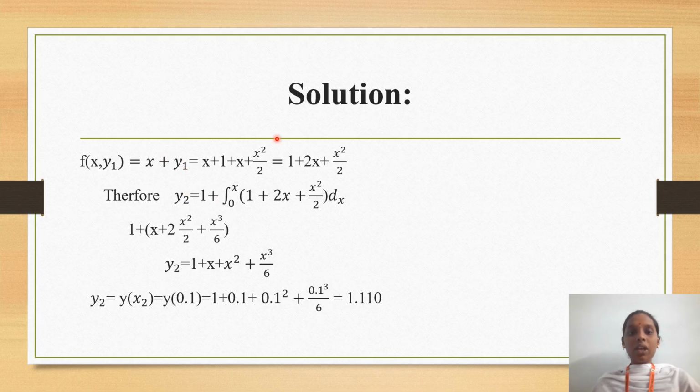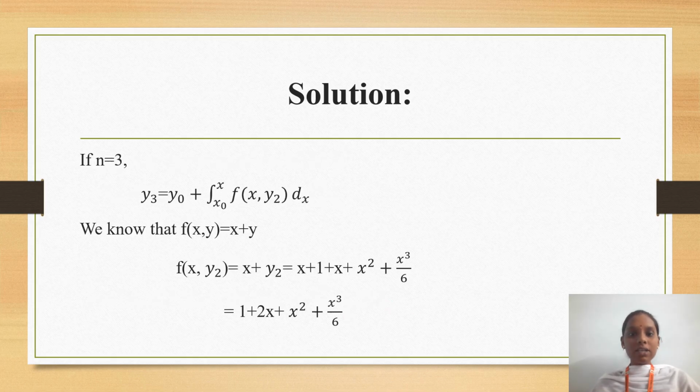Substituting this value, again we can get the equation 1 plus 2x plus x square by 2. So therefore, in the y2 formula, we can substitute the value, and 1 plus x plus 2x square by 2 plus x cube by 6. In place of x, we can put 0.1. So what is the value? 1.110.